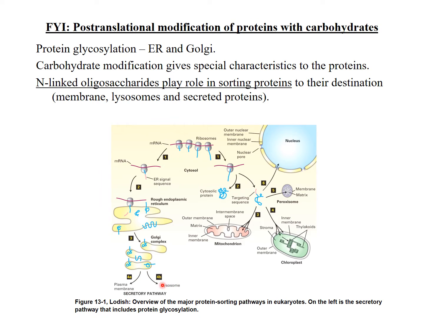So what do we do with these proteins? One is lysosomal proteins, and the other is putting the proteins into the plasma membrane or secreting them out of the cell. So these glycoproteins and proteoglycans are going through the secretory pathway, and thus they will fill their role either in the plasma membrane or in the extracellular matrix.